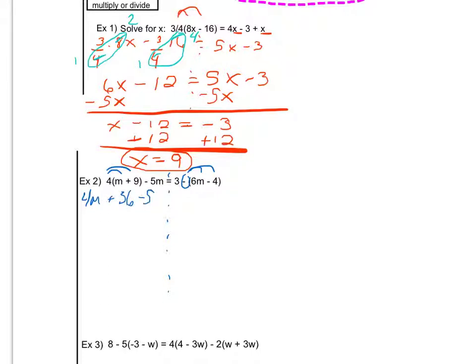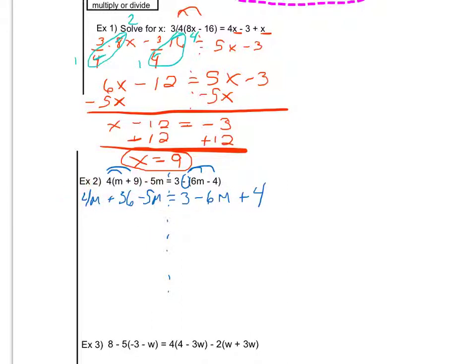The minus 5m drops down on the left, equals, drop the 3 down, distribute the minus, so 3 minus 6m, minus times minus gives me plus 4. Now I look on each side individually. I'm not going to change signs. I'm just going to say, can I combine anything?